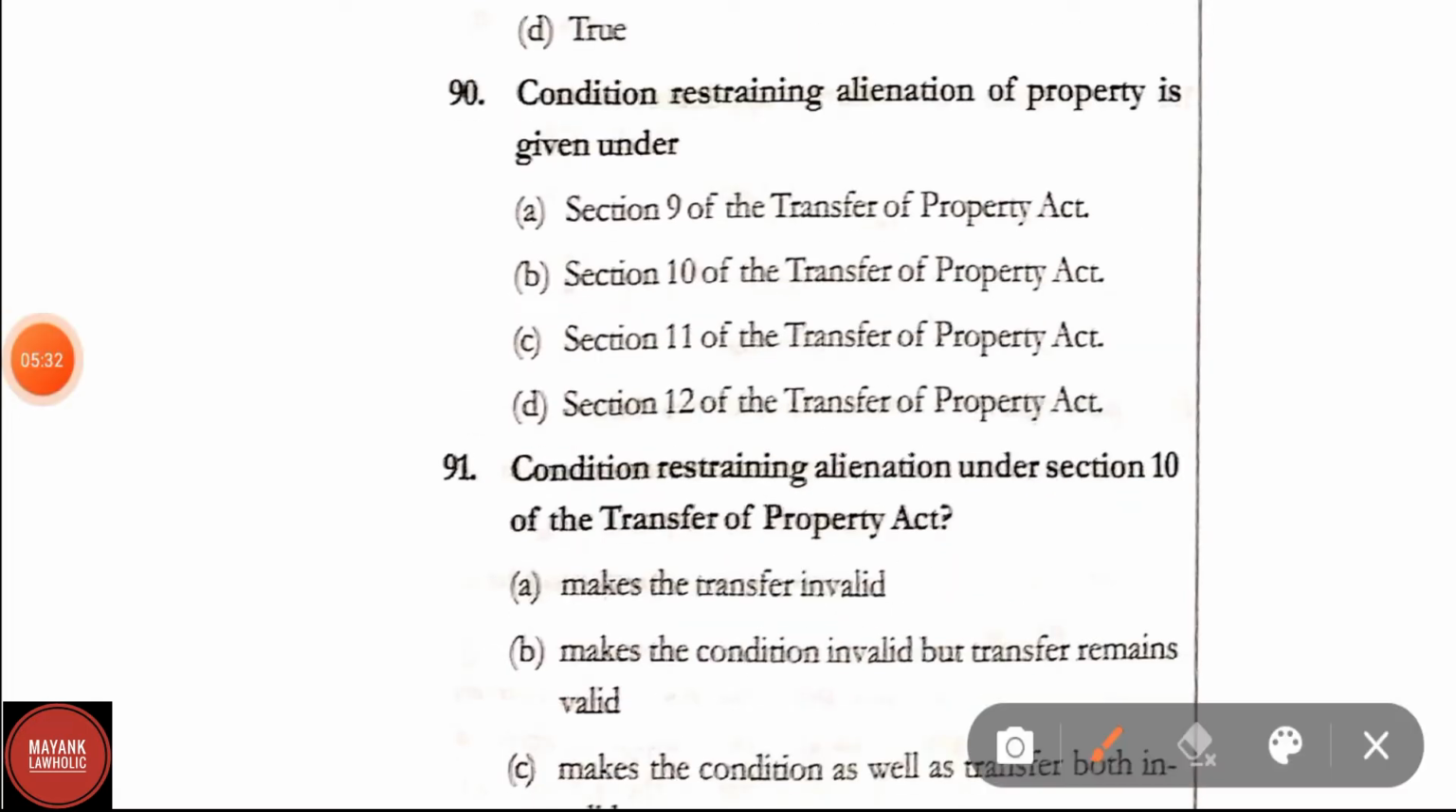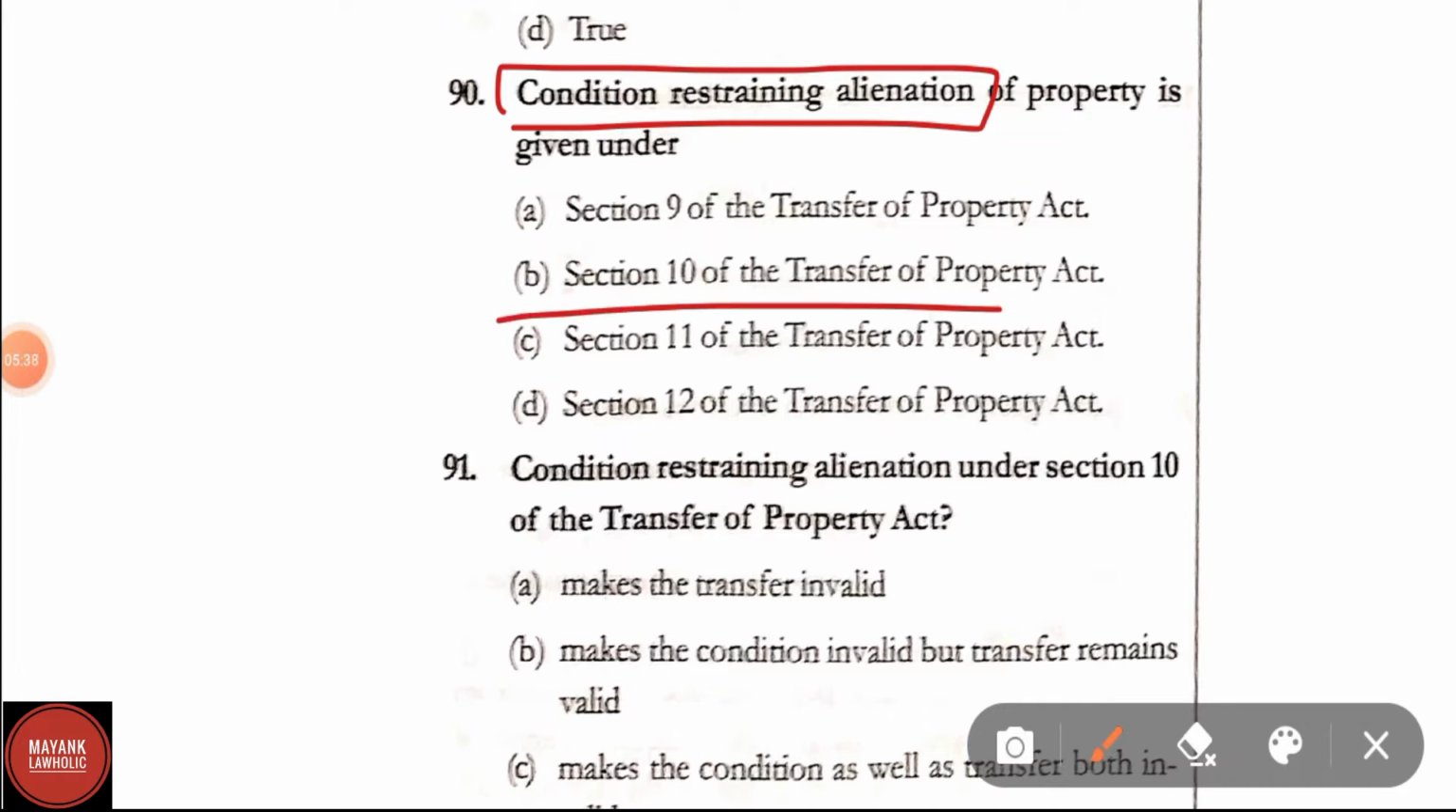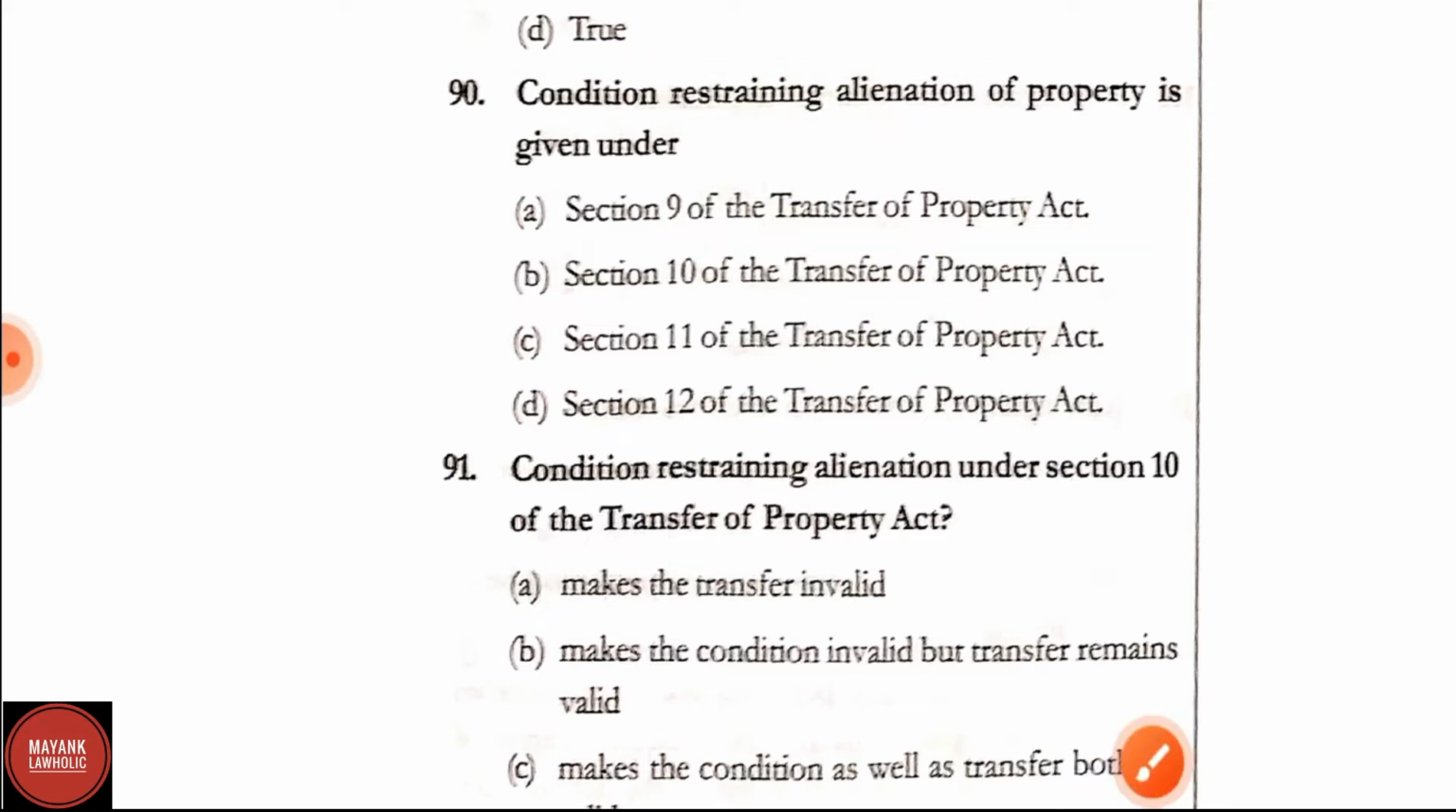Question number 90. Condition restraining alienation of property is given under. Correct answer is option B, that is Section 10 of TPA talks about the condition restraining alienation of property.